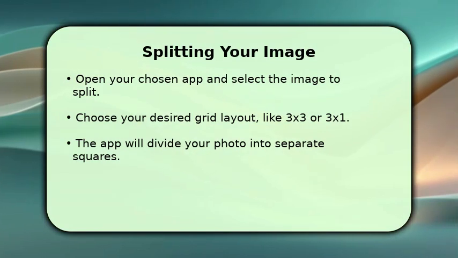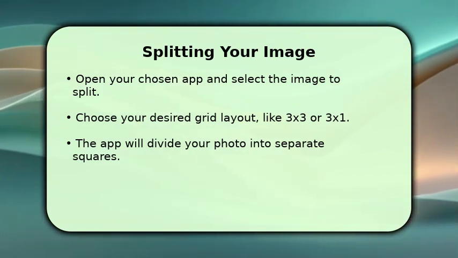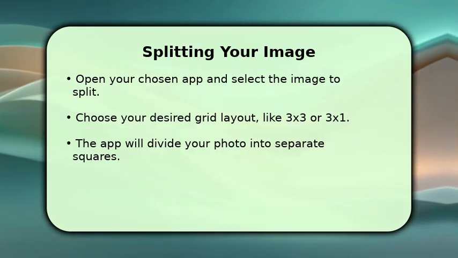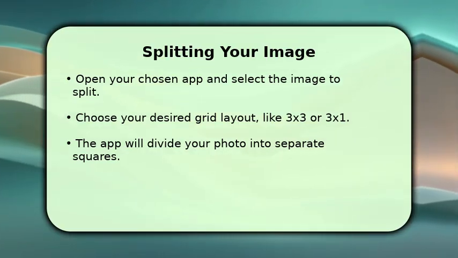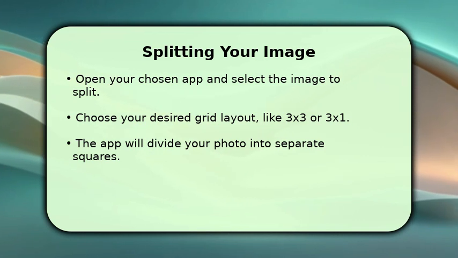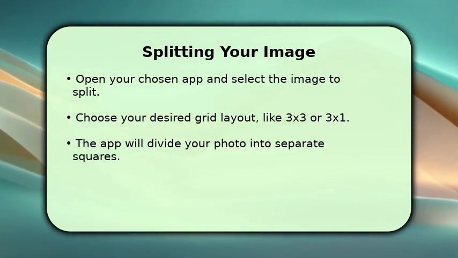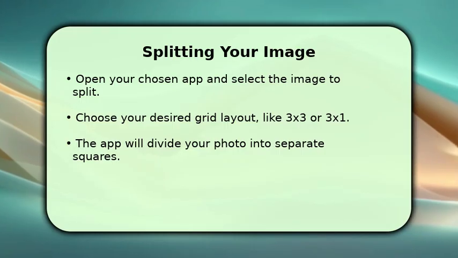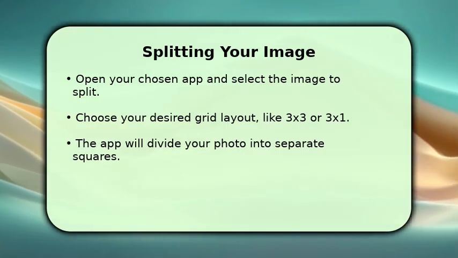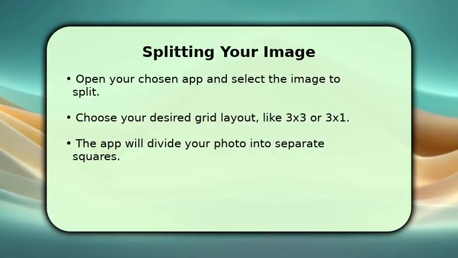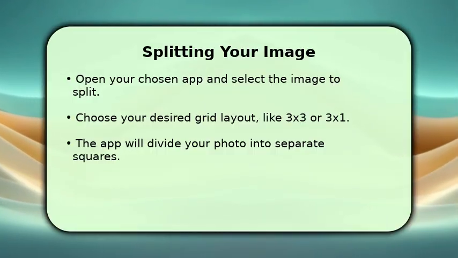Once you've selected your app, open it and import the photo you wish to turn into a grid. The app will then prompt you to choose a grid layout. Common options include a 3x3 grid, which creates 9 posts, or a 3x1 grid for a panoramic effect. After selecting your layout, the app automatically splits your image into the correct number of individual squares, ready for posting.